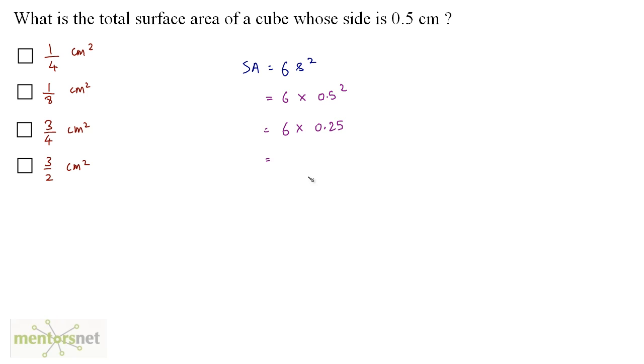So you can write 0.25 as 1 by 4. Okay, so 2 times 3 is 6 and 2 times 2 is 4. So this is 3 by 2 centimeter square. So that's the surface area of this cube. So option D is the correct answer.